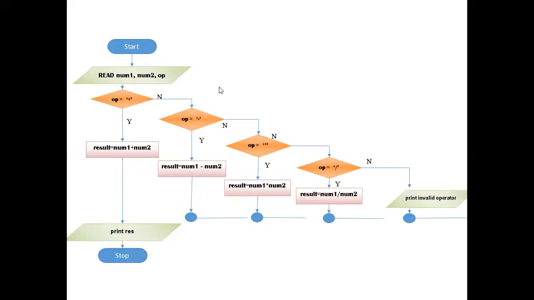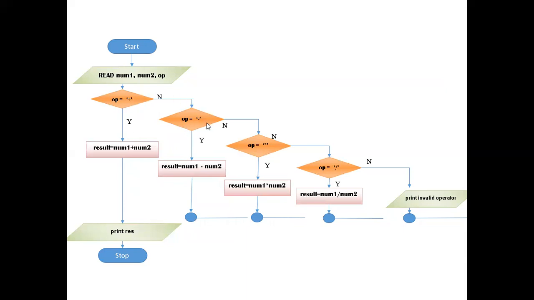So let us see the example. Here, first we read two numbers, num1 and num2, and an operator. The operator is a character that we can input as any character. So if the operator is equal to plus, then result is equal to num1 plus num2, and then print the result and stop. Go to the next case.